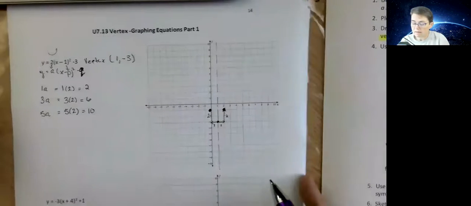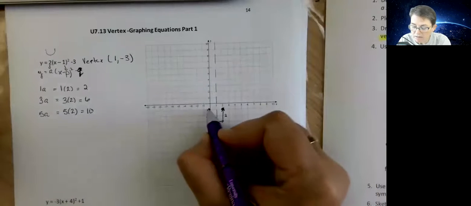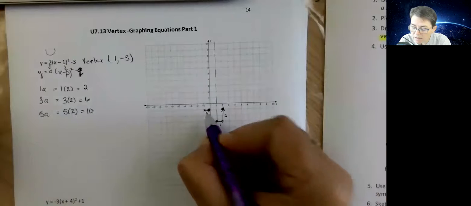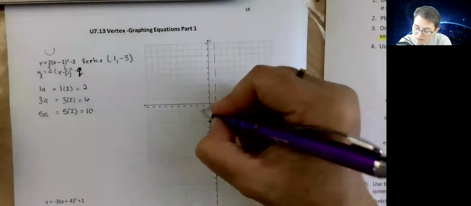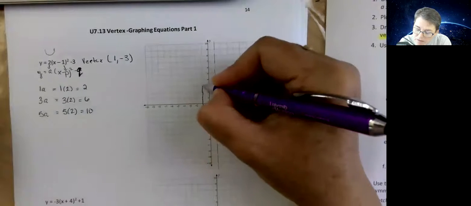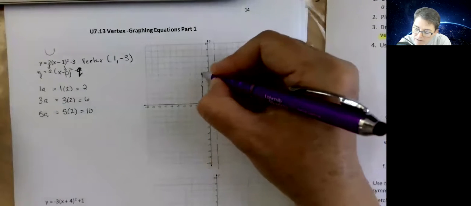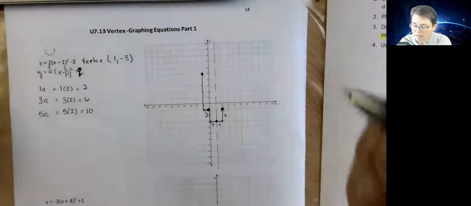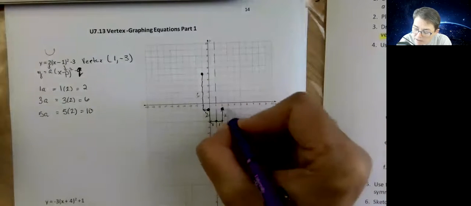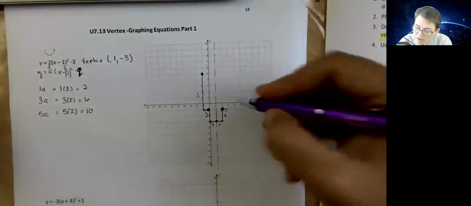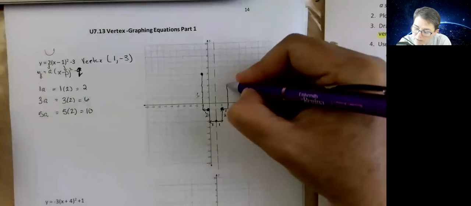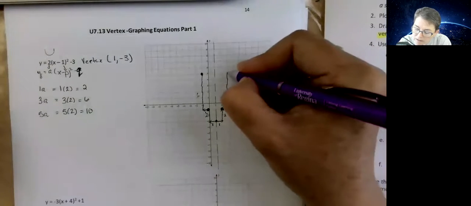And then, so I'm sitting here. I'm going to go 1 over. It's always, always, always 1 over. And now I'm going to go 6 up. So 1, 2, 3, 4, 5, 6. And I always do the same thing on the other side. So it's 1 over, and then from that point, 1, 2, 3, 4, 5, 6.